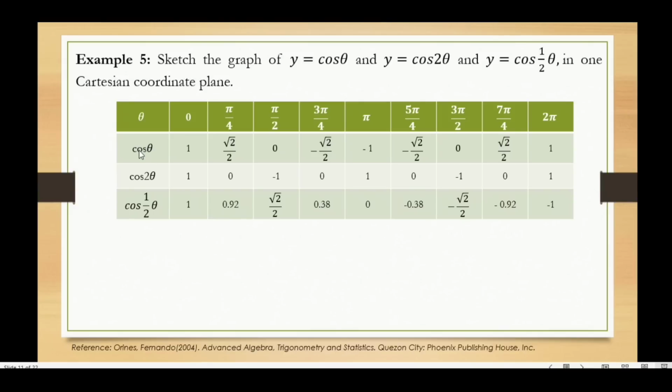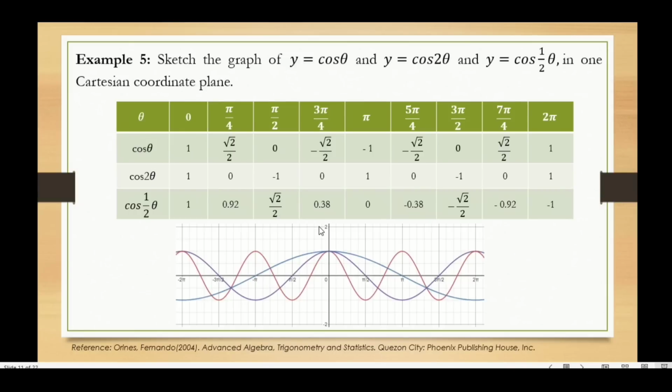Ang gagawin nyo lang, ito yung cosine, yung value niya, tapos multiply kay 2. Okay? So, gamit yung Desmos, ito yung makukuha nating graph. Okay, so pwede nyo i-check ito. Tingnan natin, isa-isahin natin.